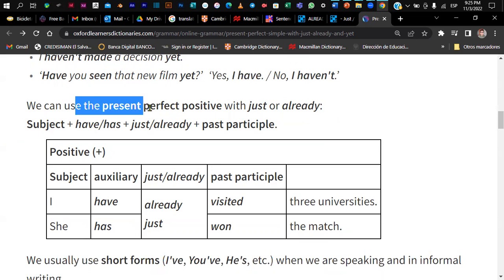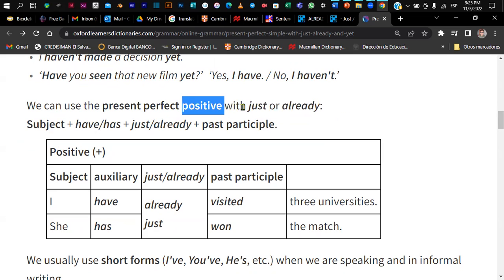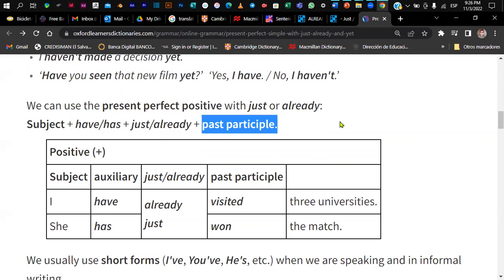It says we can use the present perfect positive with just or already. Positive, with just and already. Basically this is the formula. Subject plus have, or has, depending on the subject. Plus just, or already. Plus participle, and the complement at the end.